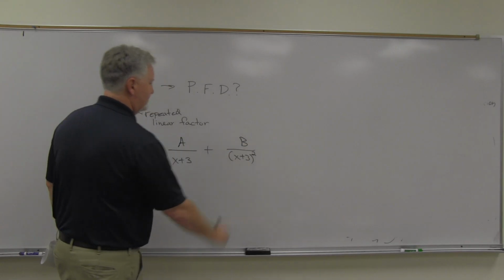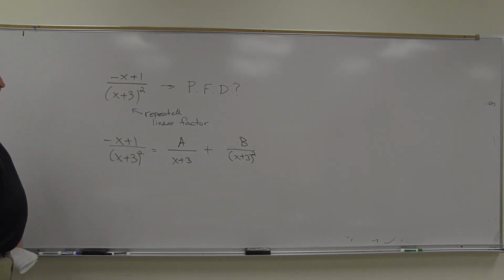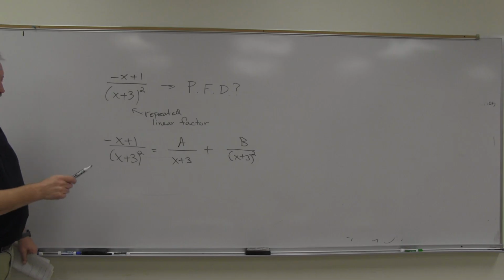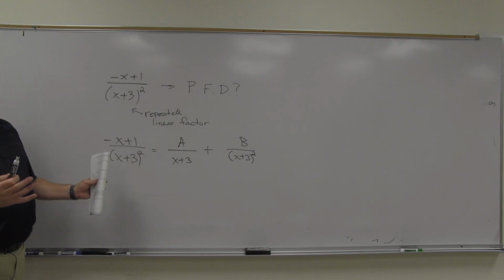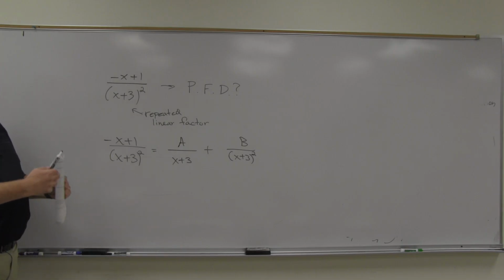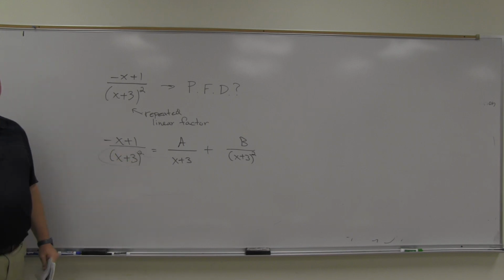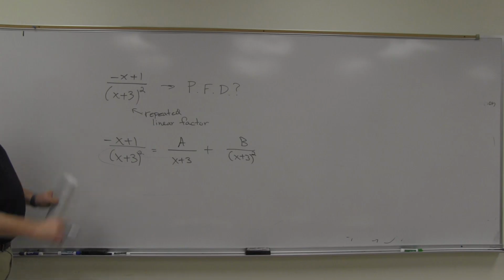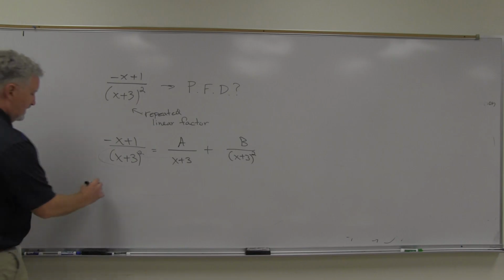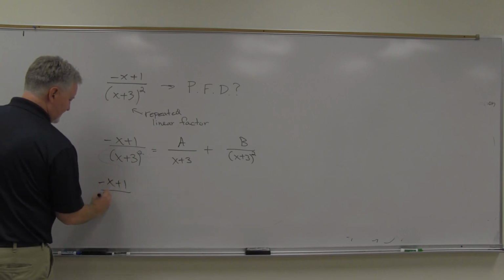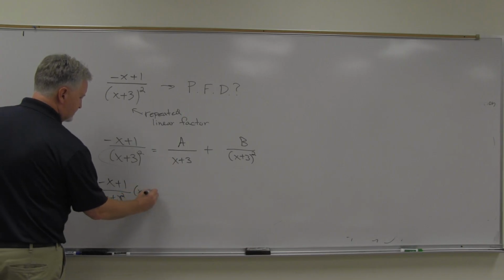A, B, top numbers. All right, so after we got that figured out, what was the next step? Basically, you clear out the denominators by multiplying by the denominator over here. So, you know, I'll write it out. Okay. So multiply everything by x plus 3 squared.